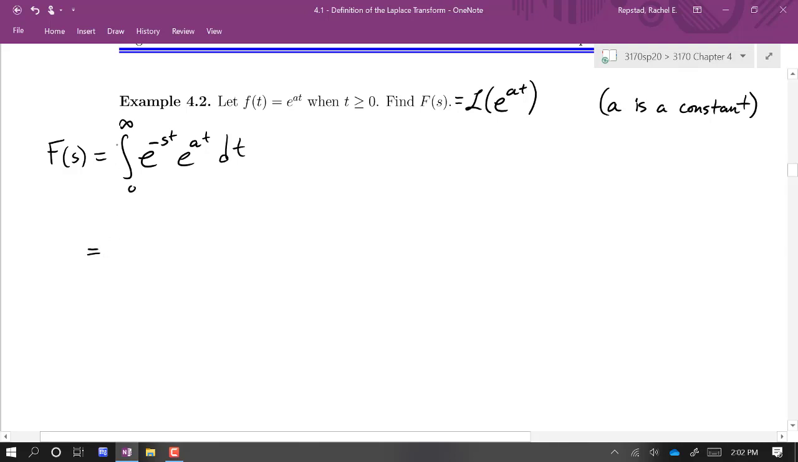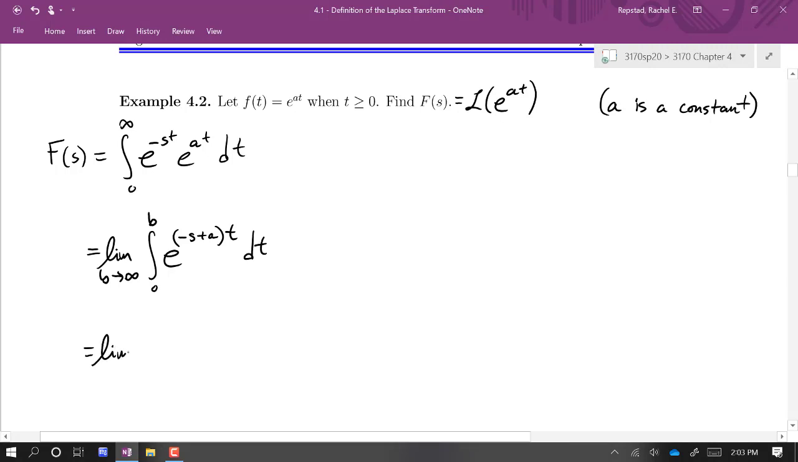And at the same time, I'm going to write this as the limit that I know it is, right? We're integrating from 0 to infinity, so we're going to take the limit as b approaches infinity of the integral from 0 to b. Using rules of exponents, we can write this as e to the negative s plus a times t with respect to t. This is just like integrating the last one, right? I have e raised to a constant times t, basically.